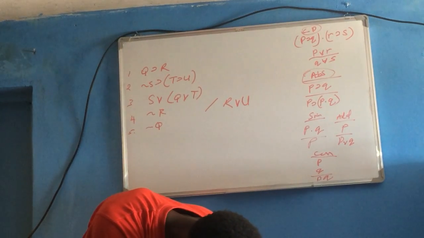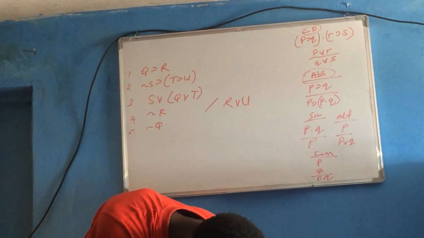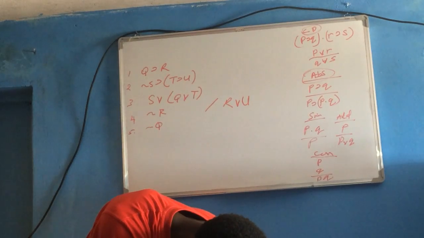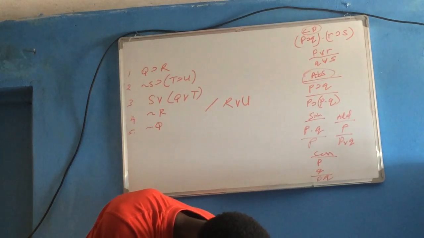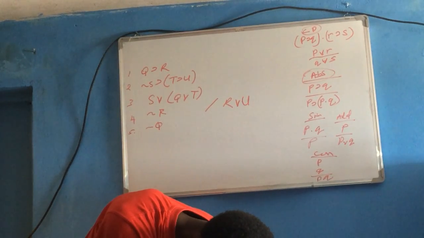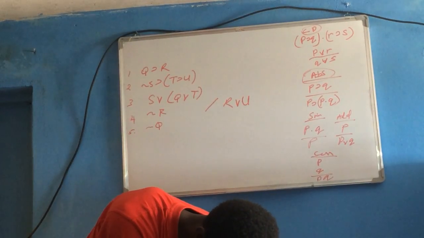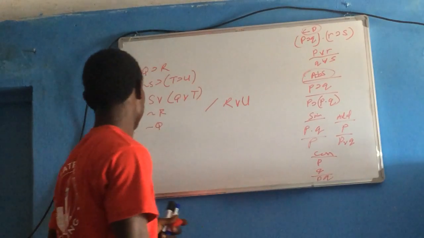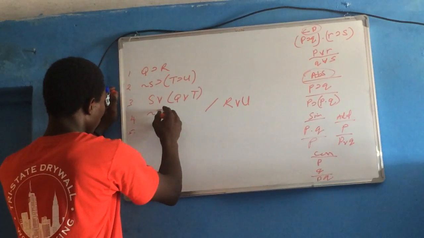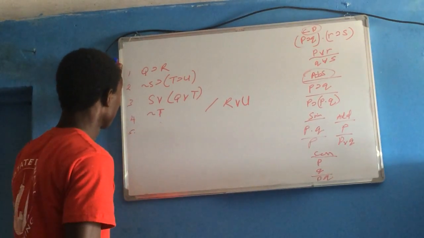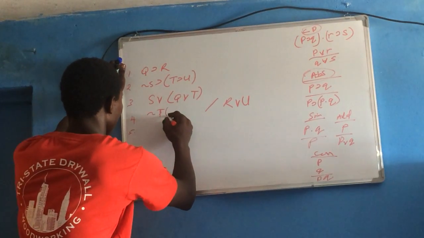Q implies R. Not S implies T or U. It's not past students, okay? If we take 2 and 5, not S implies T or U. So that not S, then they not to the P.